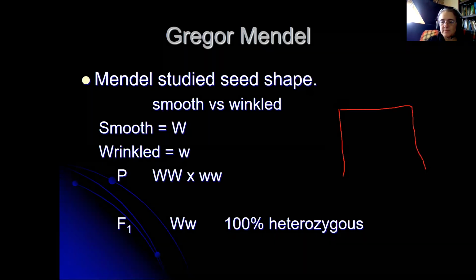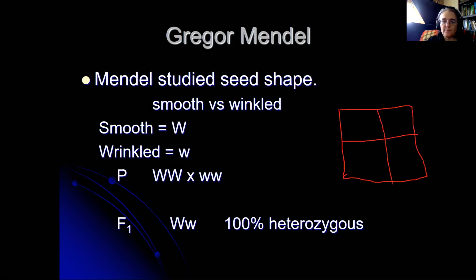Draw my Punnett square right here. It's not going to be pretty because I'm not used to drawing with this. Okay, so here is my capital W, here's my little w. Because these two letters look very similar when you handwrite them, I try to point my capital letters and round my smaller letters on the bottom.